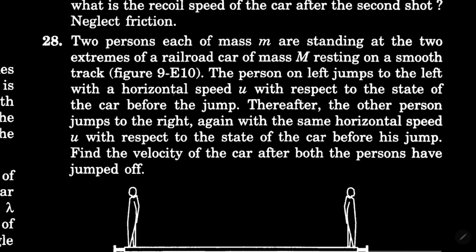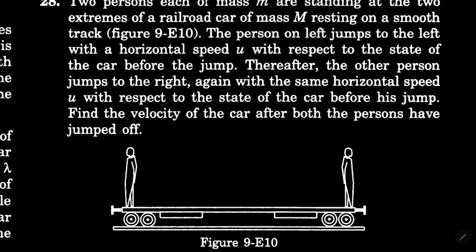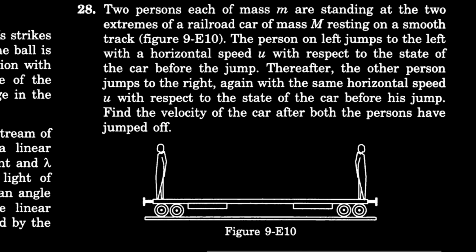In question 28, two persons each of mass m are standing at the extremes of a railroad car. The person on the left jumps to the left with horizontal speed u. Thereafter the other person jumps to the right. Find the velocity of the car after both the persons have jumped off.